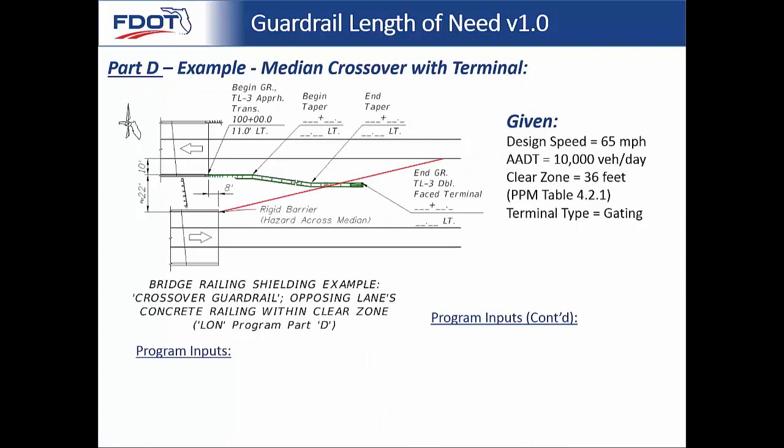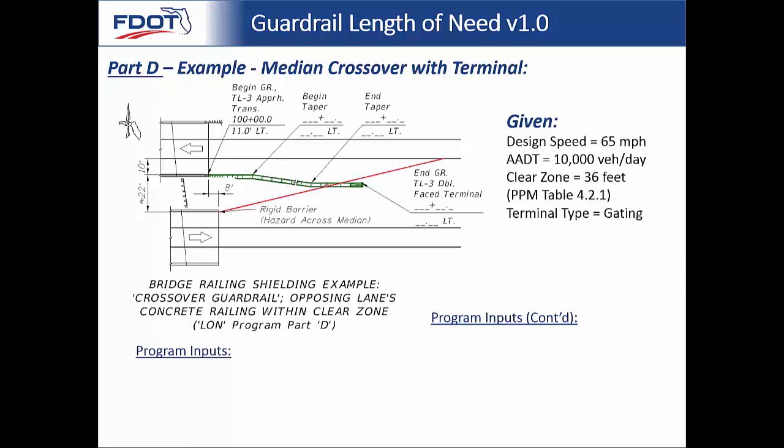Okay, so for this example, we can see we have some givens. We have our design speed of 65 miles per hour. Our average annual daily traffic is 10,000 vehicles per day. Clear zone is 36 feet. We got that out of the PPM table 4.2.1, given these criteria above. And the terminal type equals gating. And so whenever we see a terminal type of gating, we start thinking about that 12.5 feet.